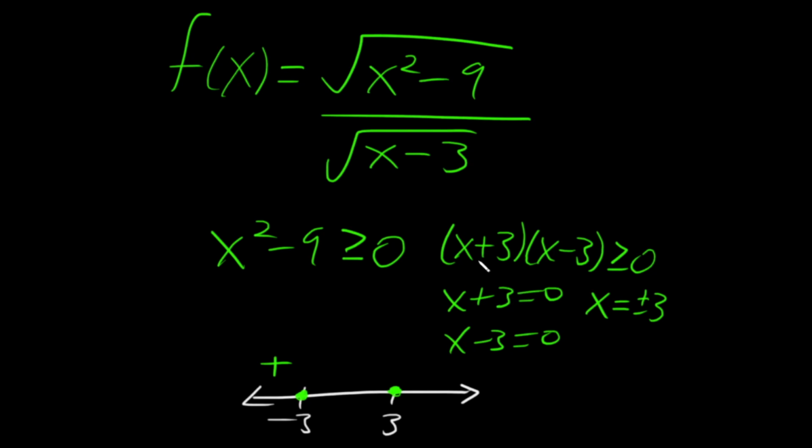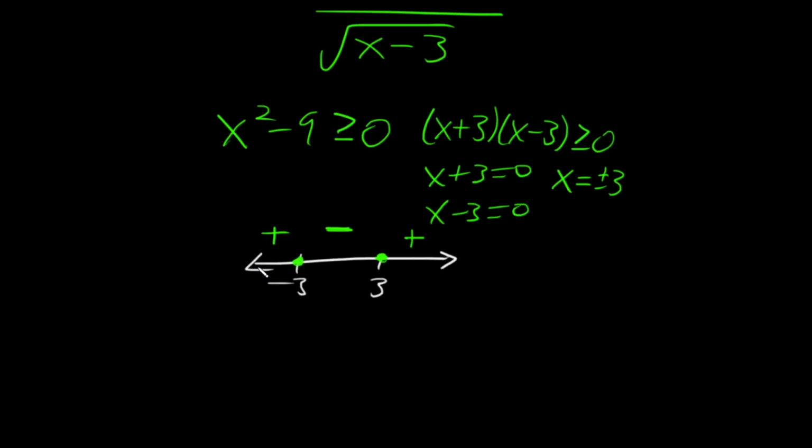Since we're looking to be greater than or equal to 0, in between the numbers, we can pick 0. 0 plus 3, positive, 0 minus 3, negative, multiplies to negative. That's no good. And then let's try +4. 4 plus 3, positive. 4 minus 3, also positive. They multiply to get a positive number. Let's shade the sections that worked. To the left over here and to the right.